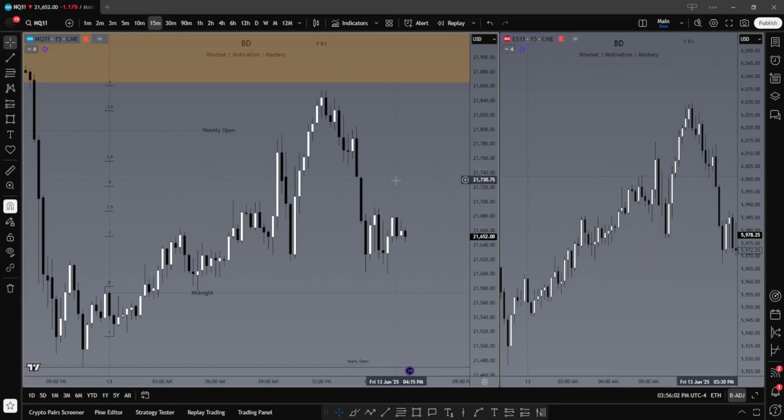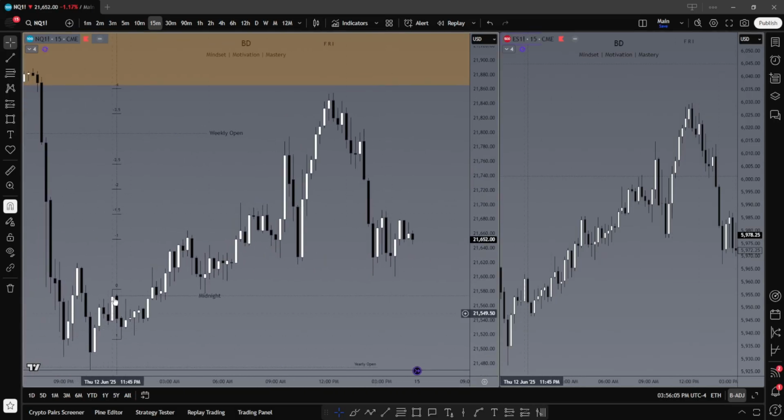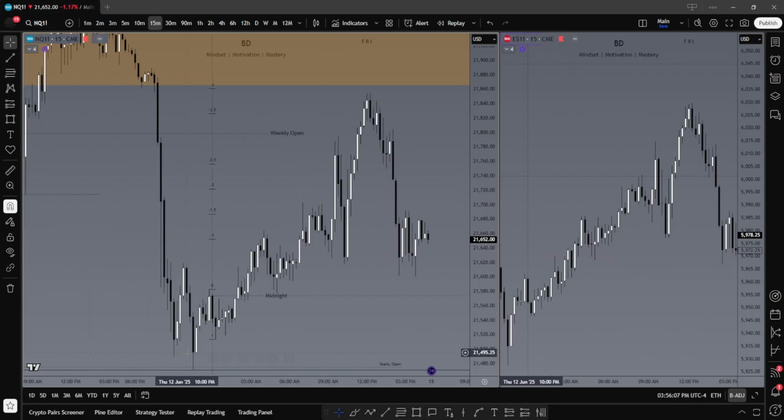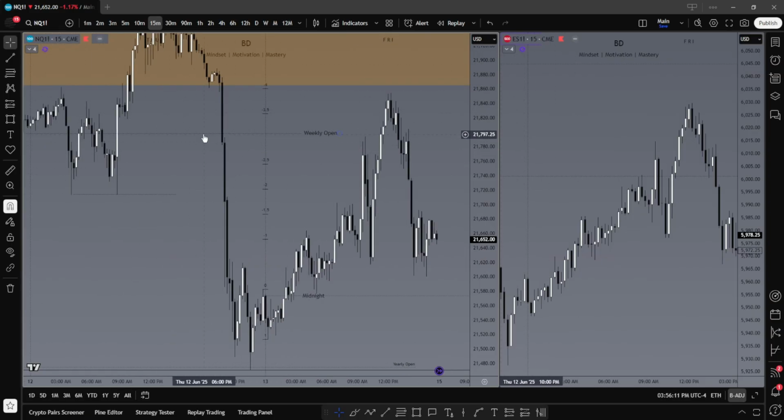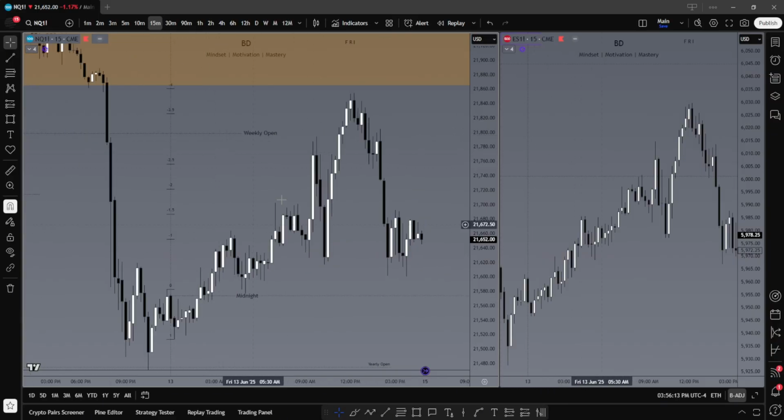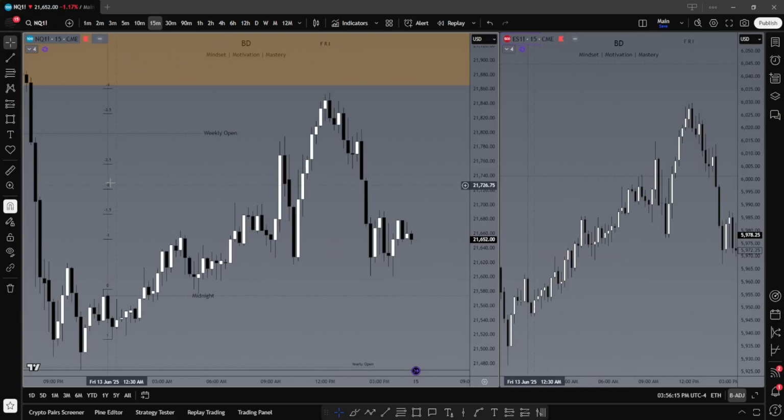So here, I'll go through my thought process. I was looking at the midnight open manipulation. I wanted to see a move back up. I really liked how our 3.5 to 4 standard deviations was right above the weekly open. So I liked us to draw back for that weekly open. So right here, this is when I was interested in price. We closed above our 2 to 2.5 standard deviations. So I was wanting to see this move up to 3.5 to 4, and they did exactly that.